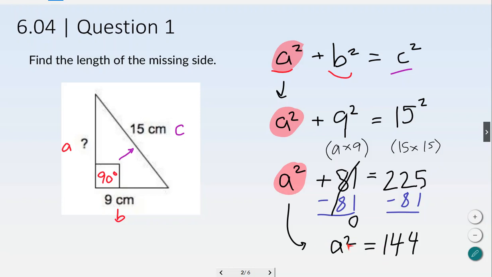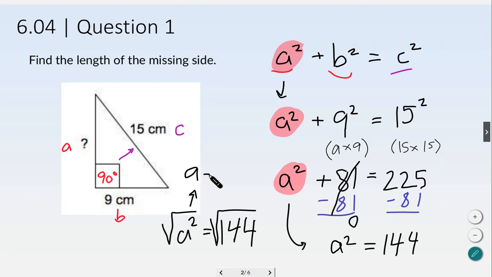Well, now I need to actually take the square root, because I want to find a, not a squared. So what I would do is take this final step. I'm going to rewrite this again. A squared equals 144. I'm going to take the square root of each of those numbers. So I'm going to put a square root symbol, or the radical symbol, over top of those, and what that's going to do is turn a squared into a.